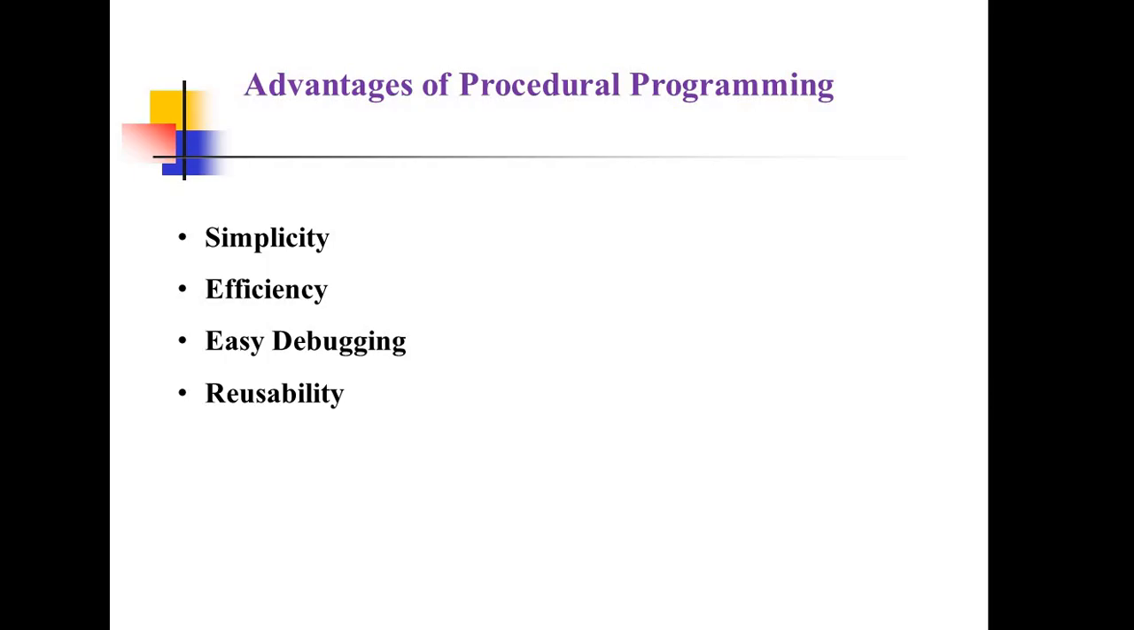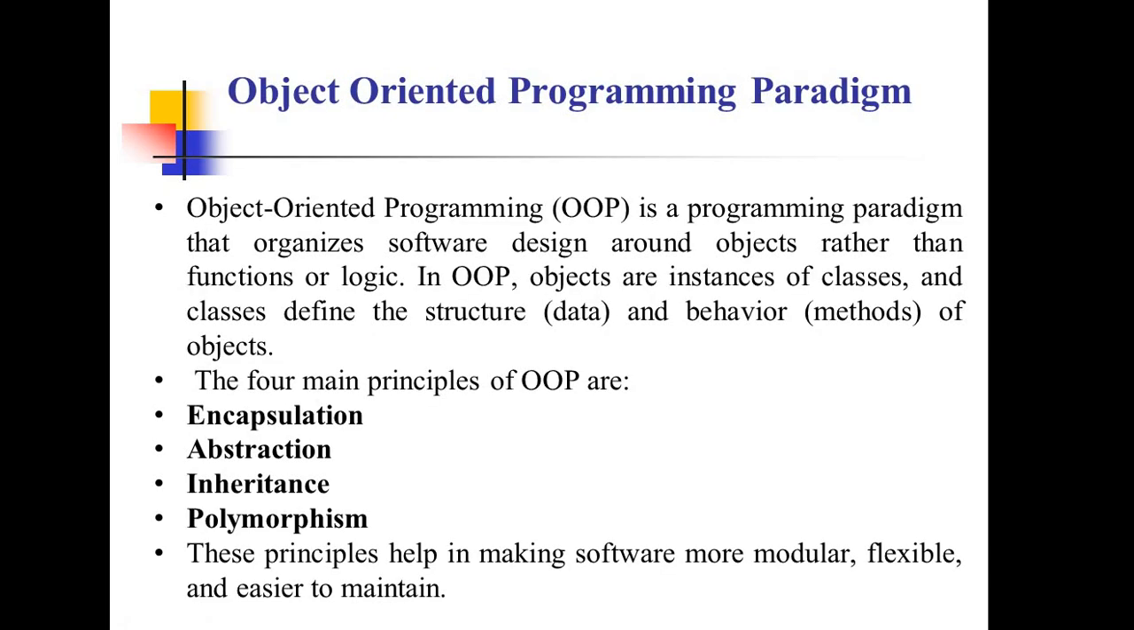Next is the advantages of procedural programming. First one is simplicity. The structure of the procedural programming language is simple and programs are generally easy to follow. Next one is efficiency. Procedural programs can be very efficient and fast, especially for the tasks that require simple step-by-step logic. Next one is easy debugging. Because of its linear nature, finding and fixing the error is relatively straightforward. And last one is reusability. Functions can be reused in different parts of the program or in another program, reducing the code duplication.